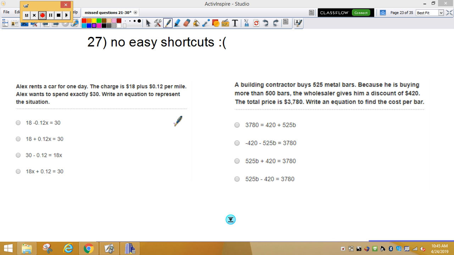Alex wants to rent a car for 1 day. The charge is $18 plus 12 cents per mile. So I'm going to try and write this part out. 18 plus, so I'm going to put a plus sign, 12 cents per mile. And he wants to spend $30. So that means I want it to equal $30.